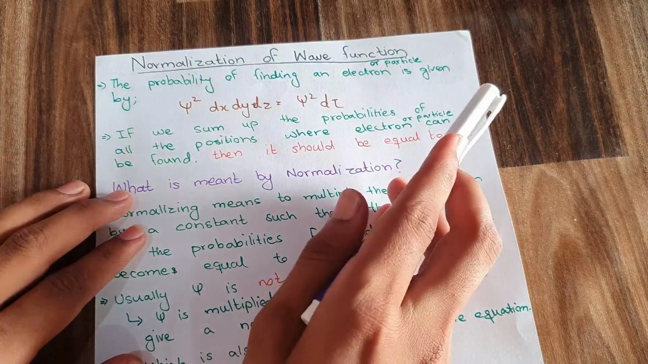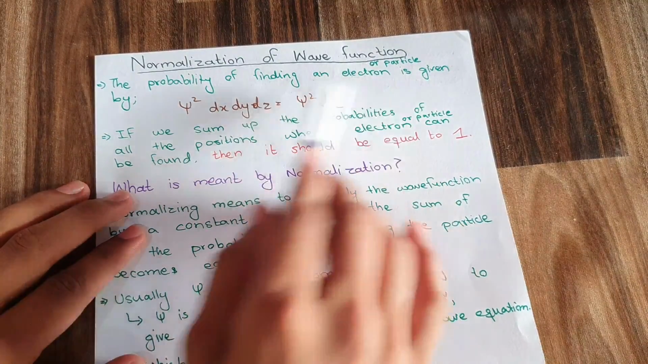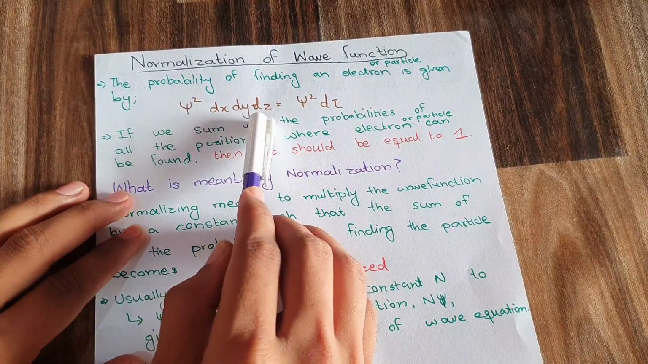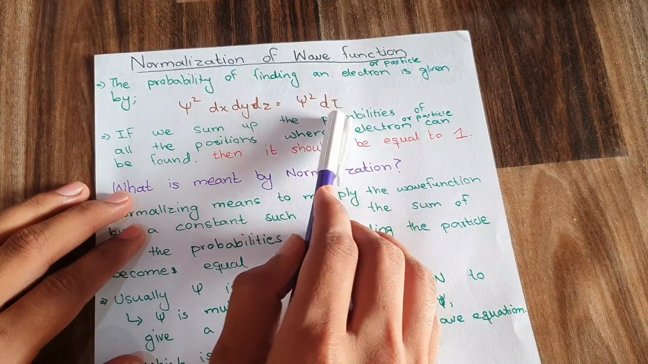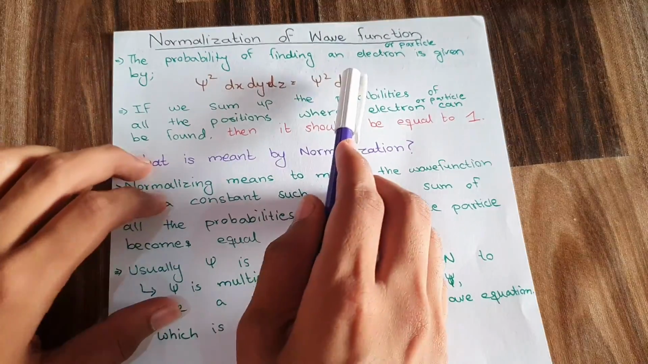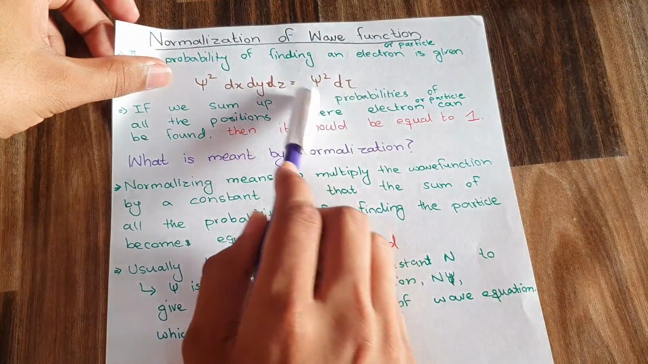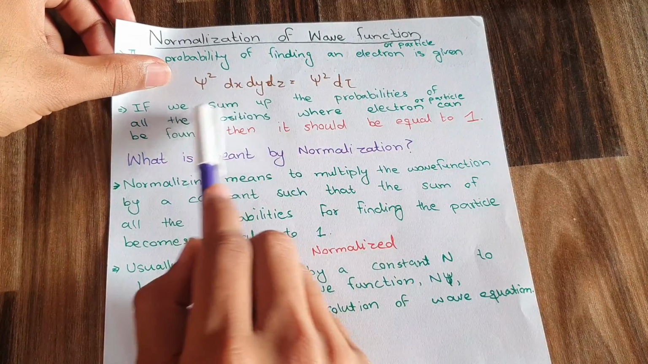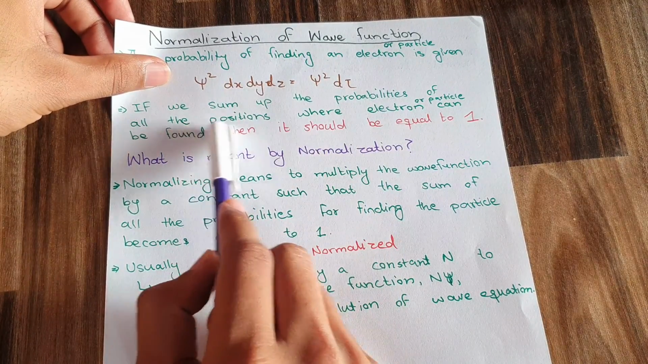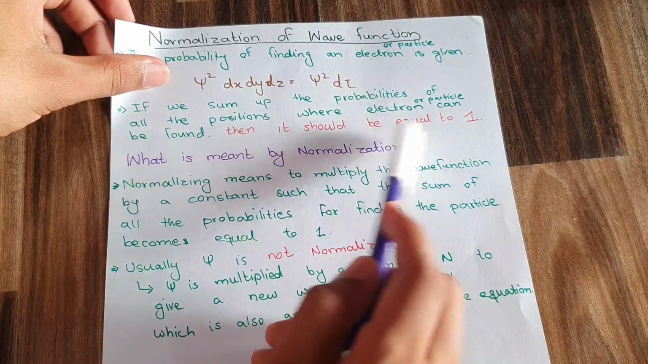As you know, according to the Born interpretation, the probability of finding an electron or a particle is given by psi squared dx dy dz, which is equal to psi squared d tau, where d tau is the volume element equal to dx dy dz. If we sum up the probabilities of all the positions where an electron or a particle can be found, then it should be equal to 1.